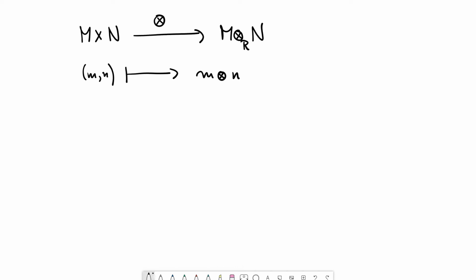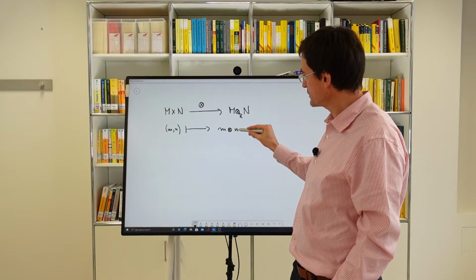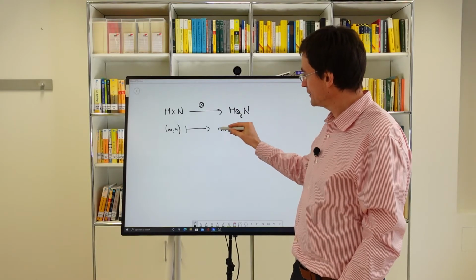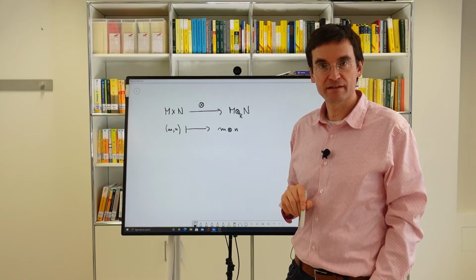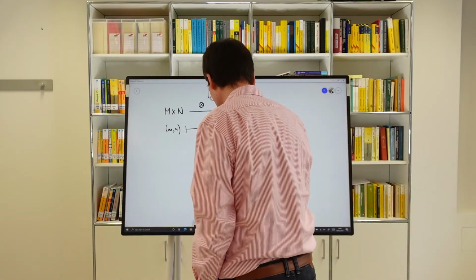The construction of this tensor product was such that it was generated by those elements, meaning that any element in the tensor product is a finite combination, a finite sum of these elements. And these elements have a name. Such an element in the tensor product is called an elementary tensor.